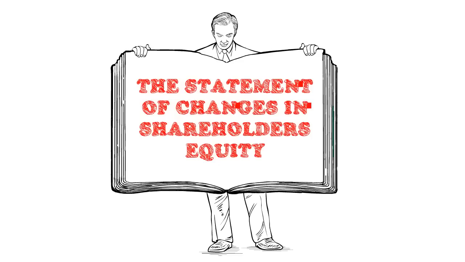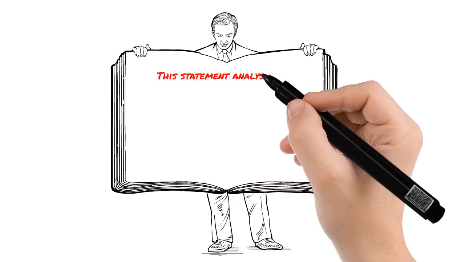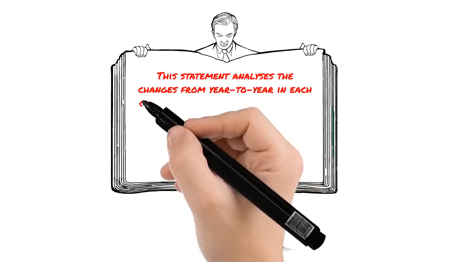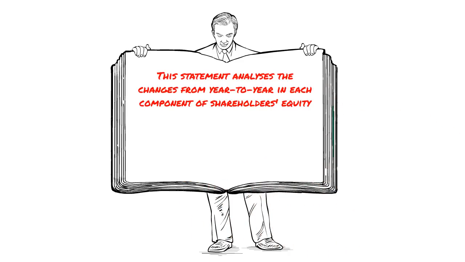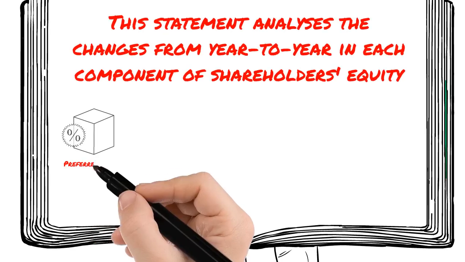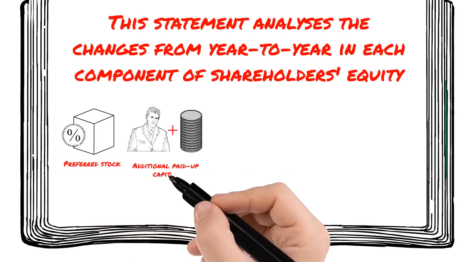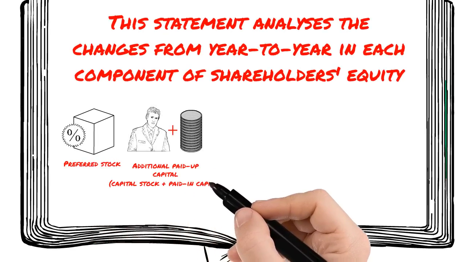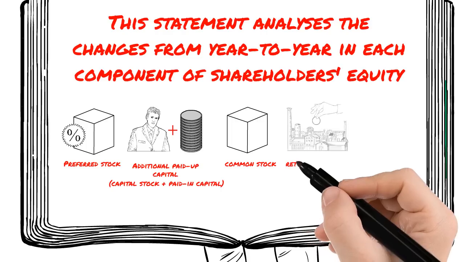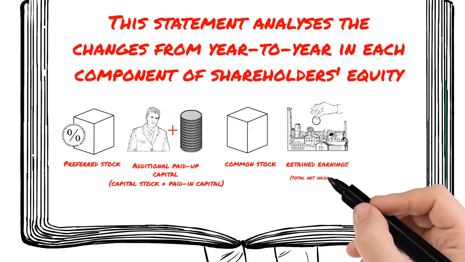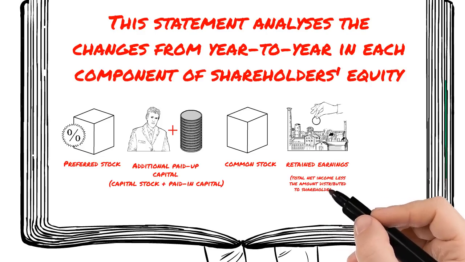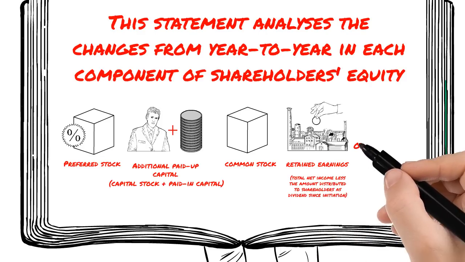The statement of changes in shareholders' equity. This statement analyzes the changes from year to year in each component of shareholders' equity. Preferred stock, additional paid-up capital, capital stock, plus paid-in capital, common stock. Retained earnings: total net income less the amount distributed to shareholders as dividends since initiation. Other items.